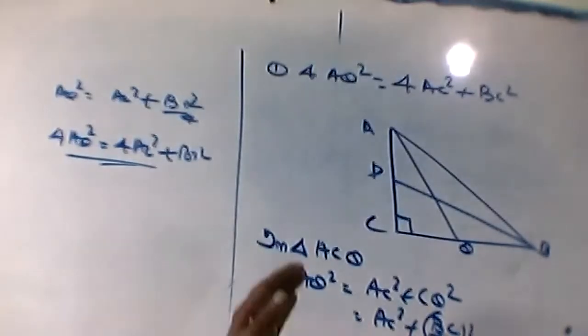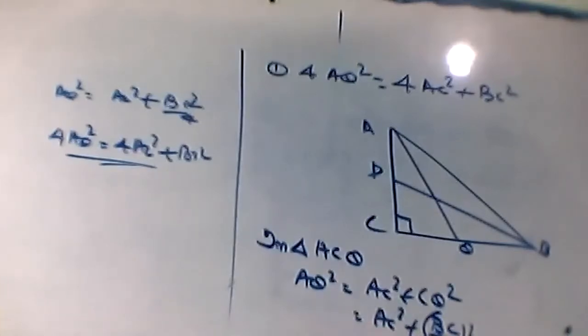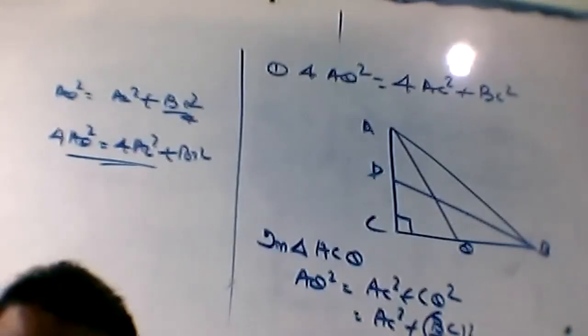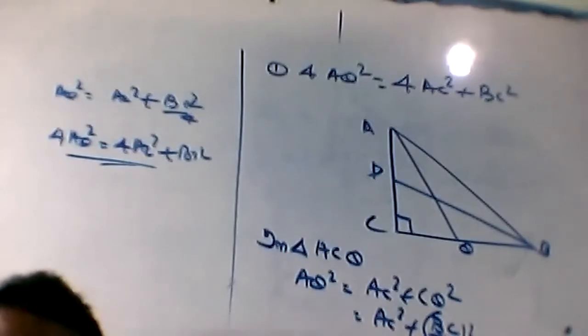Okay, now we finish. Second part you got or not? Second part is BP square equal to BC square plus PC square. PC is AC by 2 whole square. I hope finish all. Then adding 1 and 2, we get the third one. We all got this.